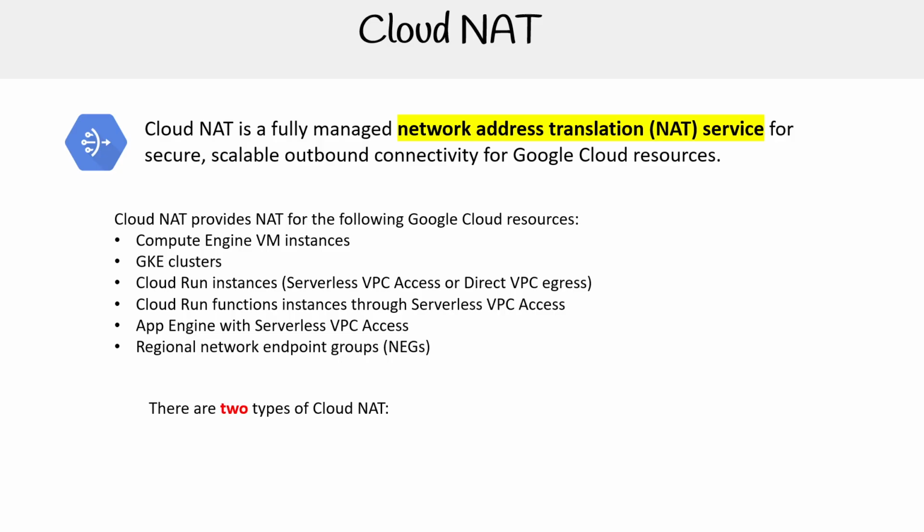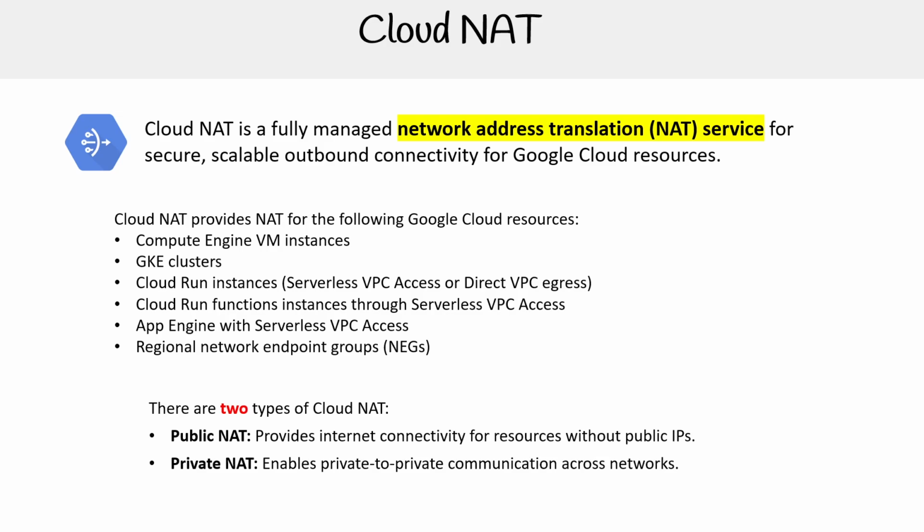There are two types of Cloud NAT. We have public NAT, which provides internet connectivity for resources without public IP addresses, and private NAT. So this enables private-to-private communication across networks.